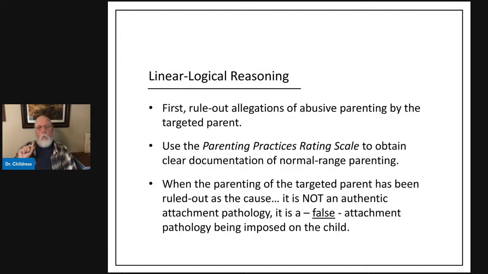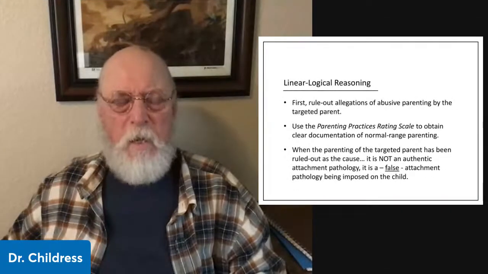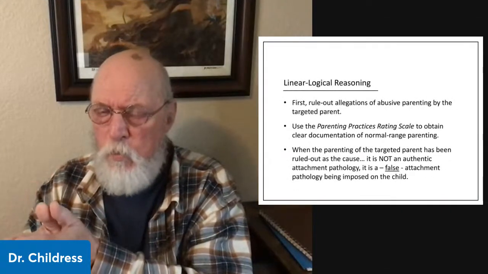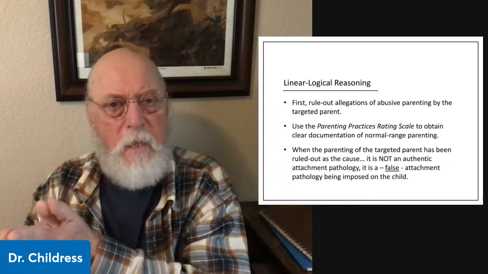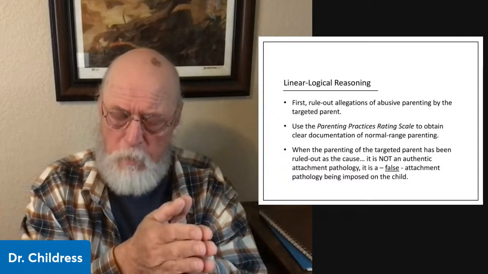And so when the parenting of the targeted parent has been ruled out as the cause, level 3 or 4 on the Parenting Practices Rating Scale, then it is not an authentic attachment pathology being caused by the parenting of that parent. And it is instead a false attachment pathology being imposed on the child. Okay. So if it's not a true attachment pathology, then it is a false attachment pathology.